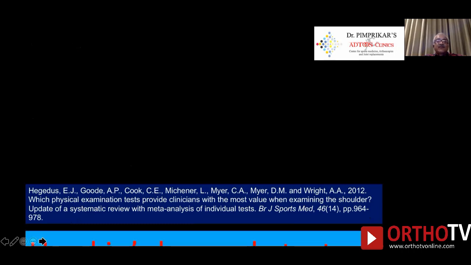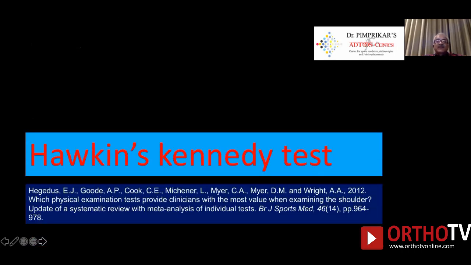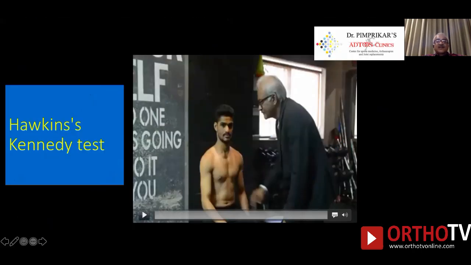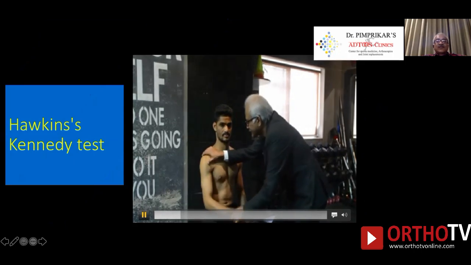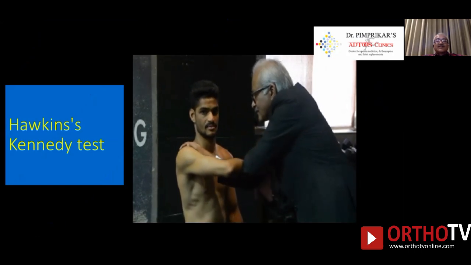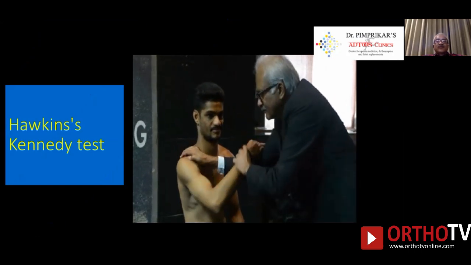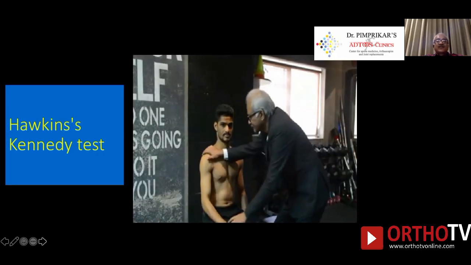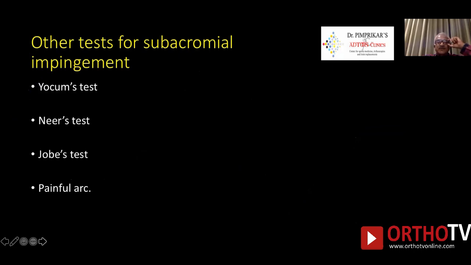Then we come to some tests for impingement. So subacromial impingement is a common ailment which we see in elderly patients, and Hawkins-Kennedy test for subacromial impingement is 80% sensitive and 56% specific. While doing this test, the patient sits on a couch, the examiner's hand goes onto the shoulder, and then with the other hand, the examiner internally rotates the shoulder. This maneuver pushes the greater tuberosity below the acromion, and if the patient has got bony or soft tissue impingement, the patient will complain of pain.